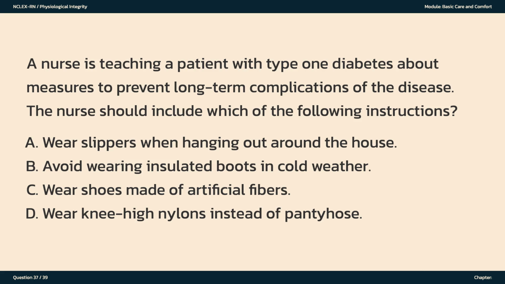A nurse is teaching a patient with type 1 diabetes about measures to prevent long-term complications of the disease. The nurse should include which of the following instructions? A. Wear slippers when hanging out around the house. B. Avoid wearing insulated boots in cold weather. C. Wear shoes made of artificial fibers. D. Wear knee-high nylons instead of pantyhose.